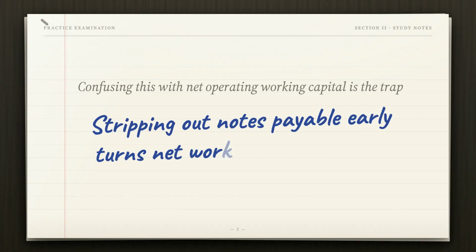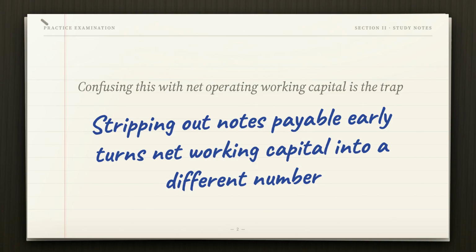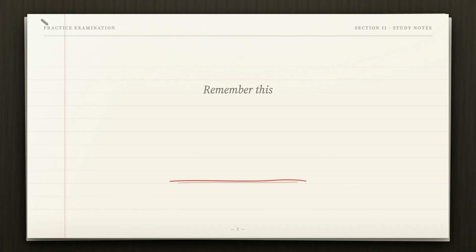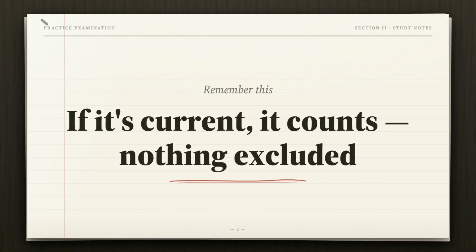The common mistake is borrowing an exclusion from a different measure. Net operating working capital deliberately removes notes payable and excess securities, but net working capital keeps them in. Pulling them out early just produces the wrong figure. Net working capital is the honest all-in comparison of current assets to current liabilities. Its defining feature is that it excludes nothing, which is exactly what keeps it distinct from the operating measure that comes later.